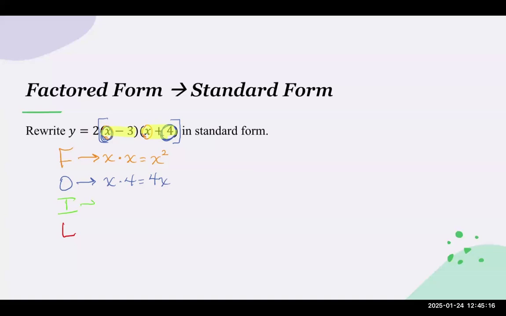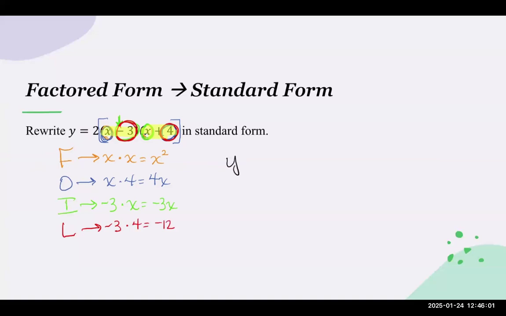Then we go to I. I stands for insides, similar to what we did with outsides. We're looking at the inside terms now, so that's the -3. And remember, if we have a sign here that's negative or minus, we keep that with the constant, so -3, and then this inside term of x. And so that gives us -3x. And then finally, the L stands for lasts. So the last terms in the two binomials are the -3 and the 4, and that will give us a -12.